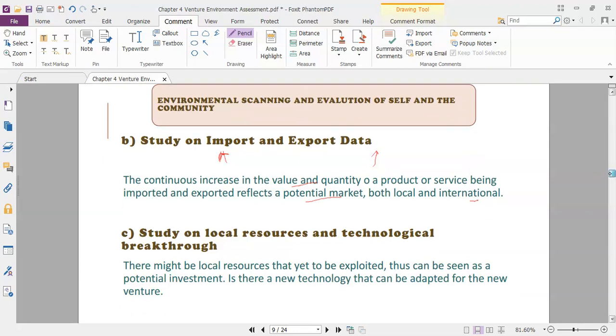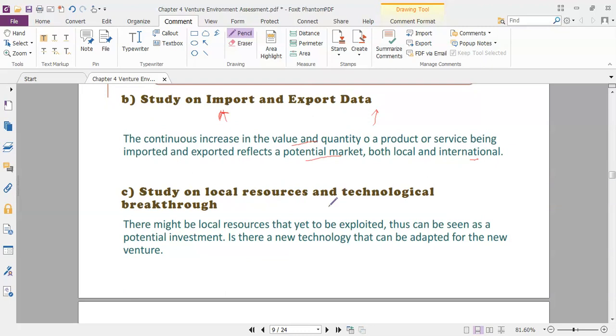So C, the study on local resources and technological breakthroughs. There might be local resources that are yet to be exploited. This can be seen as a potential investment. Is there a new technology that can be adapted for a new invention? So the technological breakthrough is very important and gives good opportunities nowadays, because of the digitalization.